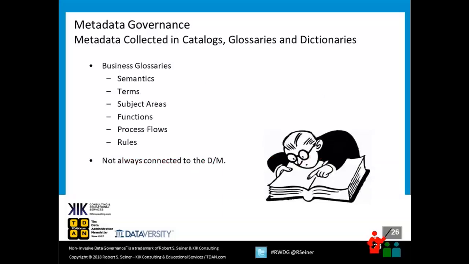The business glossaries are more understood. I think they're more consistent. And I've seen organizations that focus primarily on semantics and business terms and subject areas and functions. I've also seen organizations that have recently started to collect things like process flows and rules. And the truth is that this information, if you're really sticking to that semantic level, is not always connected to the data. It may just be, this is the language that we use within our organization.